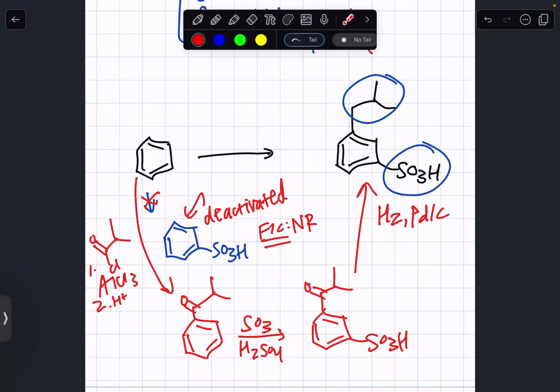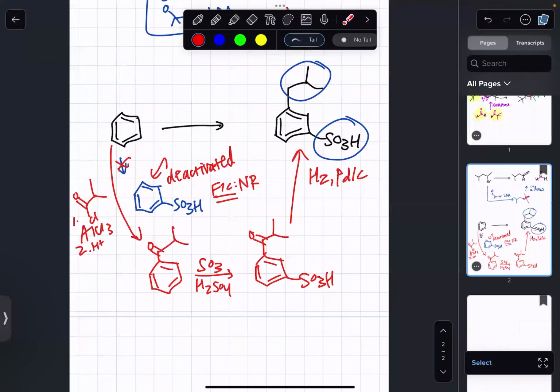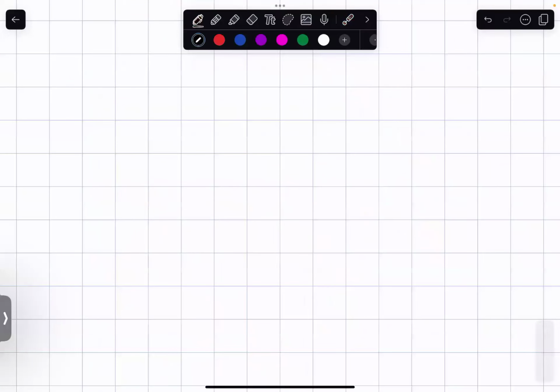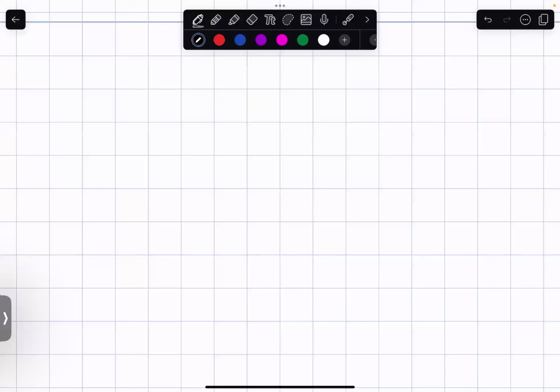Okay. Let's do the new material synthesis. Chapter 17, 18. Let's see. Let's do. Can we do? What can we do?